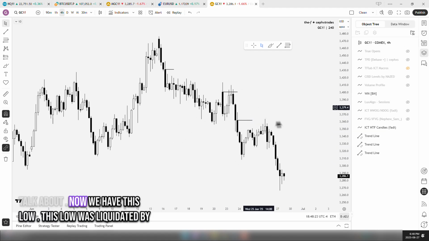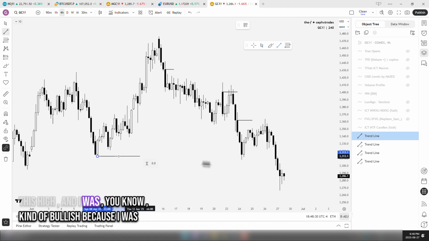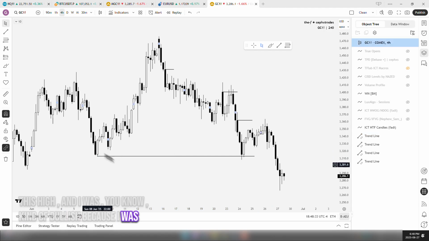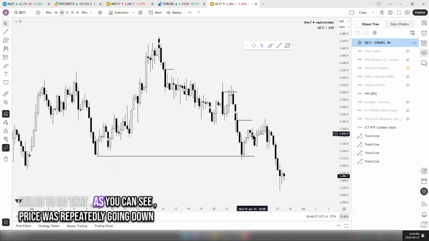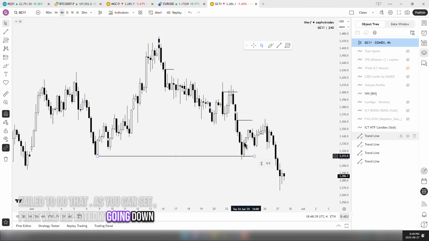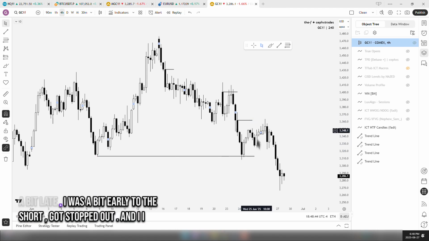Now, we have this low. This low was liquidated by this high, and I was kind of bullish because I was expecting the low to be purged and go higher, but we failed to do that. As you can see, price was repeatedly going down lower and making these wicks. So I tried to short on this, and I was a bit early to the short, got stopped out.